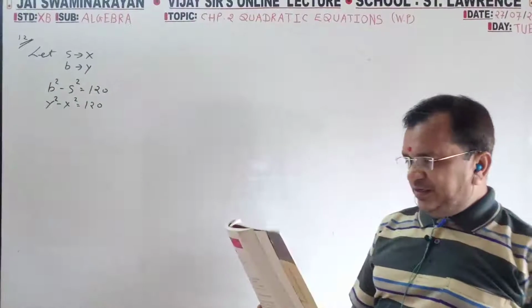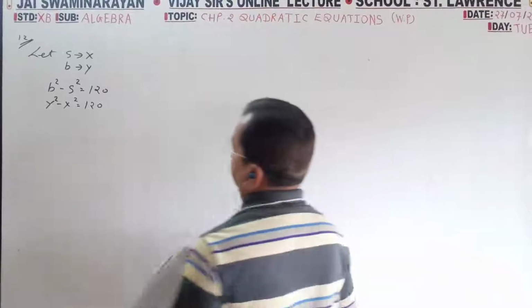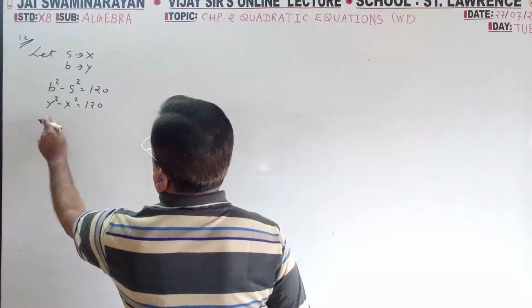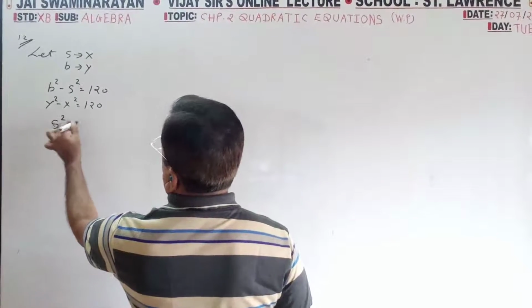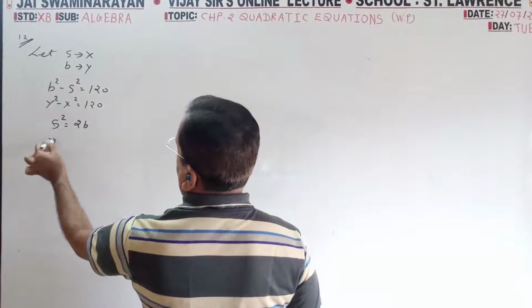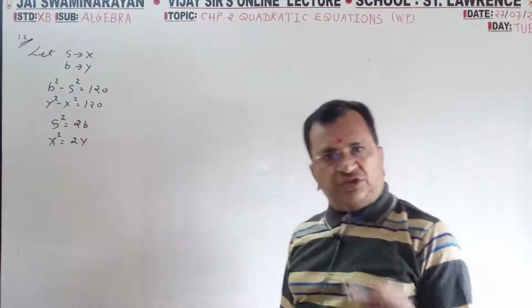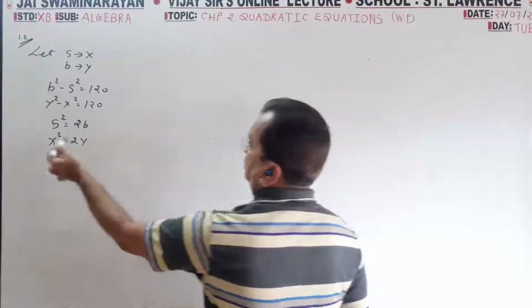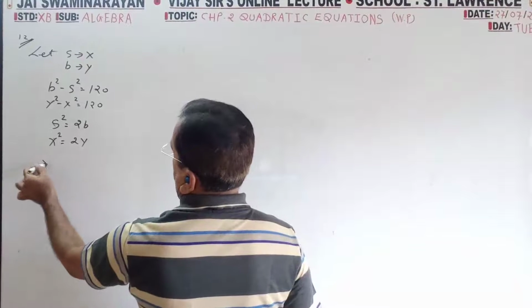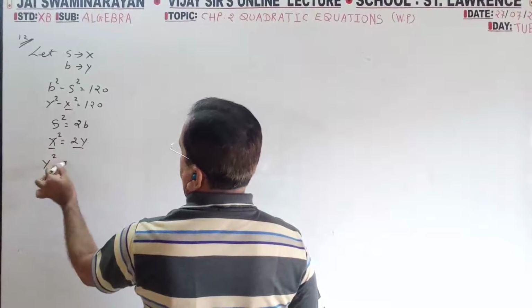And it is given the square of the smaller is twice the greater. Square of smaller is twice of greater, meaning bigger. So x square is equal to 2y. Substitute these. What is x square? 2y.